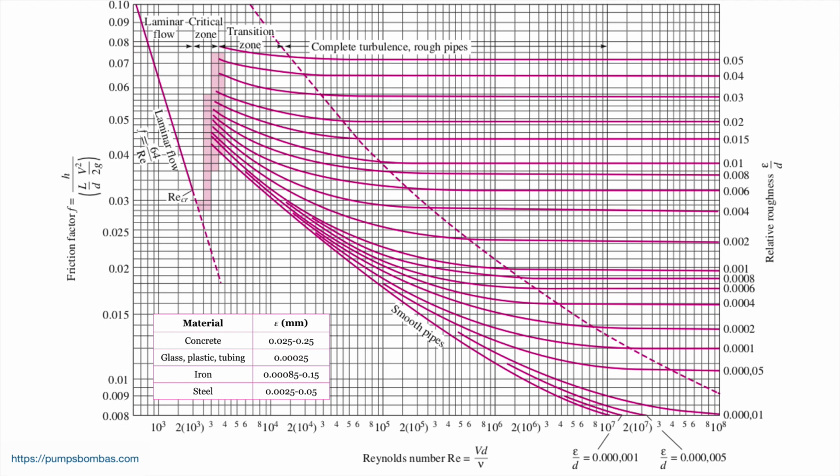Let's determine the friction factor for a Reynolds number of, for example, 10 to the 5th power and a relative roughness of 0.006. To match the relative roughness value of 0.006, then move to the left to obtain the friction factor that is equal to 0.032.